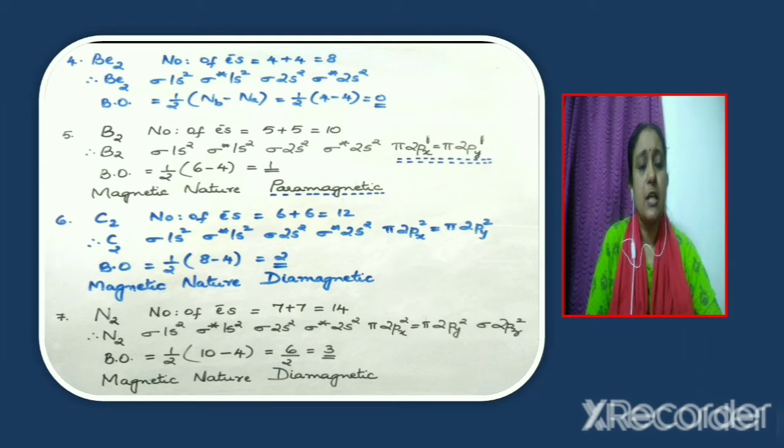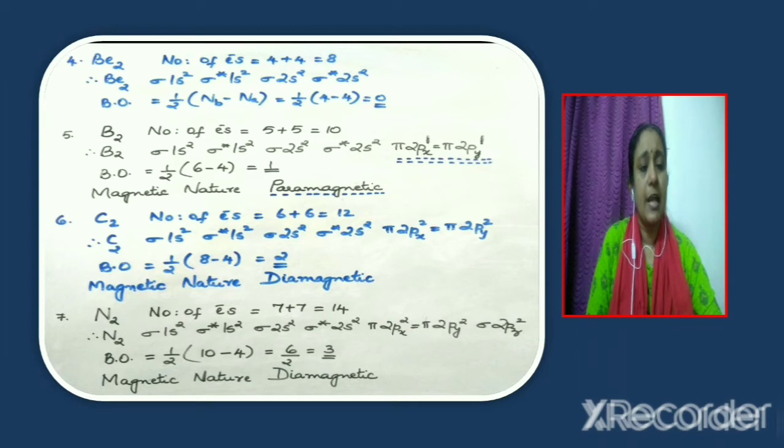Next, consider carbon molecule C2. Total number of electrons is equal to 12 and the electronic configuration can be written as sigma 1s2, sigma star 1s2, sigma 2s2, sigma star 2s2, pi 2px2 equal to pi 2py2. And here in this case, bond order will be equal to 2. Unpaired electrons are not present in the molecule. Therefore, C2 molecule is diamagnetic.